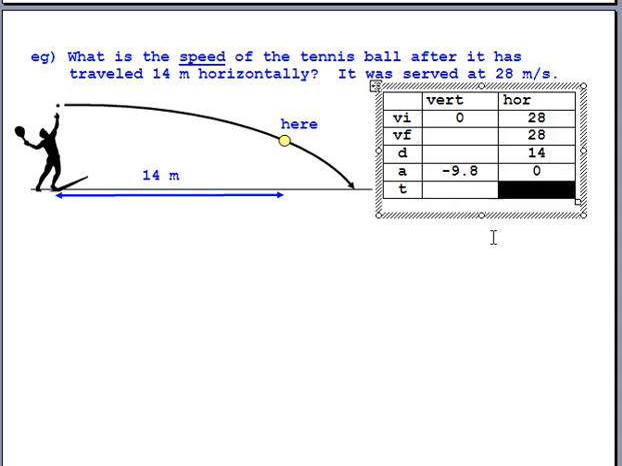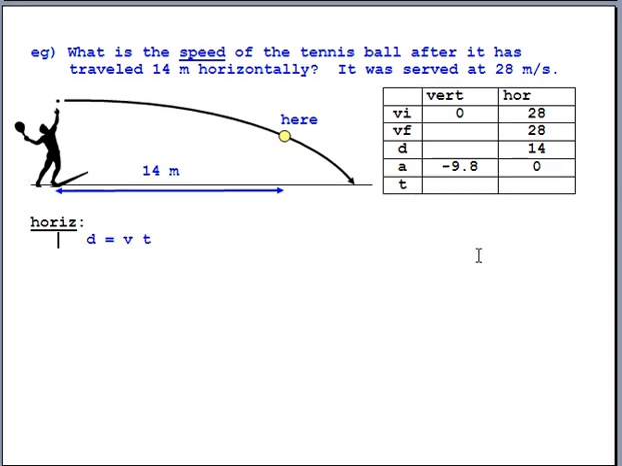Maybe I can use horizontal numbers to find out when this happens. And sure enough, I can, very fast. It happens in half a second, just at time 0.5. Okay, great. Well, you can take that time 0.5 and slide it across and put it back into the vertical column too.